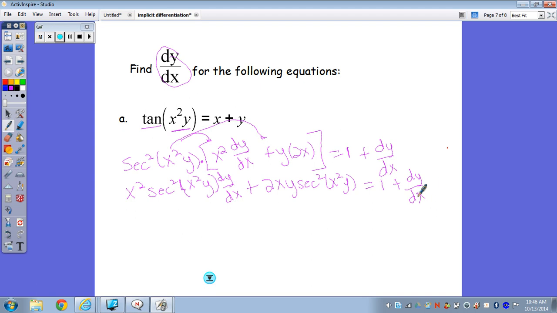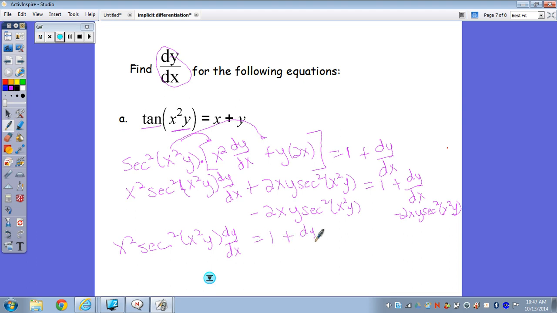Okay. So now, again, I have to get dy/dx on the same side. So I'm going to move the part without a dy/dx on the left to the right, and I'm going to move the dy/dx to the left. So I'm going to subtract this from both sides. Okay, and you don't have to show this if you can do this in your head. So I get x squared secant squared x squared y dy/dx, and then is equal to 1 plus dy/dx, and then minus the same thing.